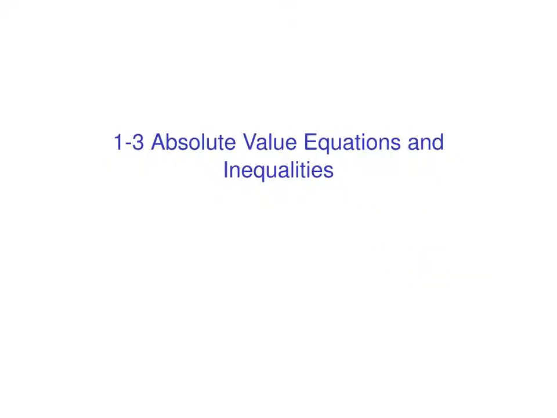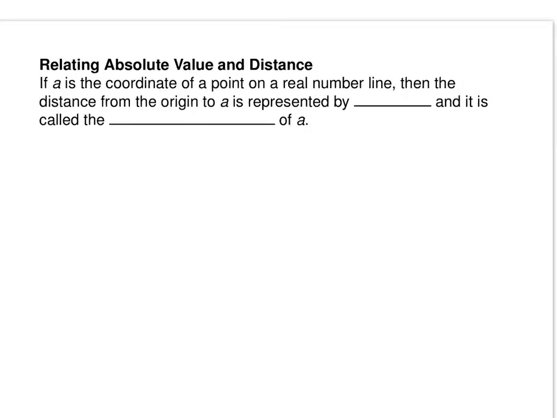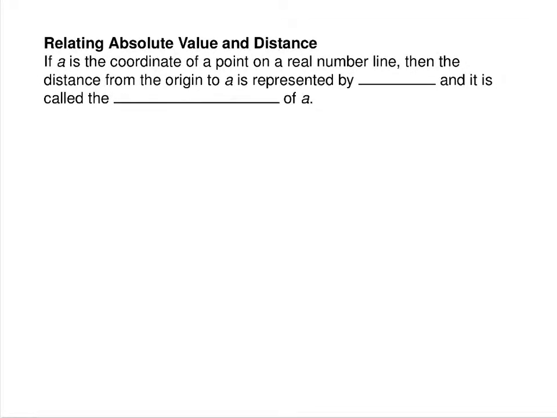This topic in Chapter 1 is called Absolute Value Equations and Inequalities. So absolute value, I think most times you hear it discussed as a distance from the origin. Does that make sense? If A is the coordinate of a point on a real number line, then the distance from the origin to A is represented by the absolute value of A. So how many steps you are away from 0, and it's called the absolute value.